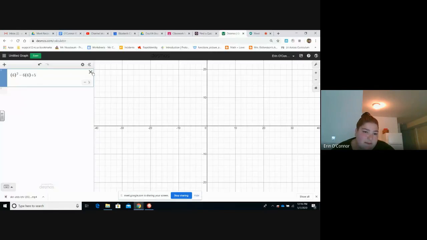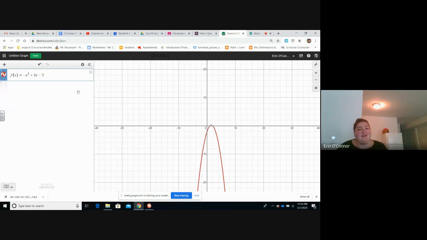Now, I'm going to show you a different way to do this. What I could also do is write the function in here, and instead of putting y equals, I'm going to put f of x equals. So f of x equals -x squared plus 3x minus 2. The easy thing about putting in f of x is that I now can plug numbers in for it.